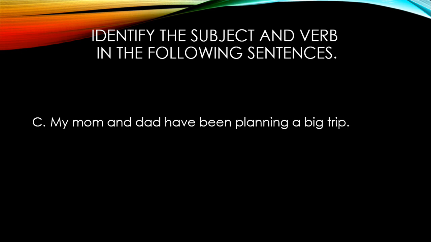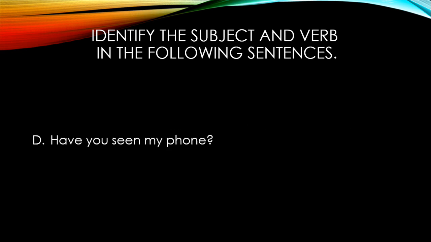My mom and dad have been planning a big trip. All right, here we have a verb phrase, have been planning. So hopefully you marked that as your complete verb phrase. And who or what is doing the planning? Mom and dad. So mom and dad is the simple subject. Have you seen my phone? All right, this is a question, so it gets a little complicated. The verb is have seen, and the subject is you. So your subject-verb combination would be you have seen.